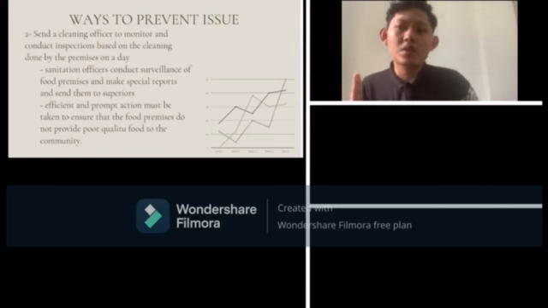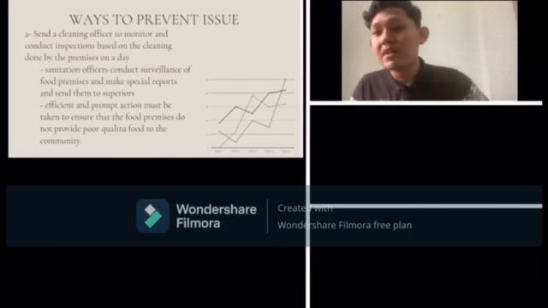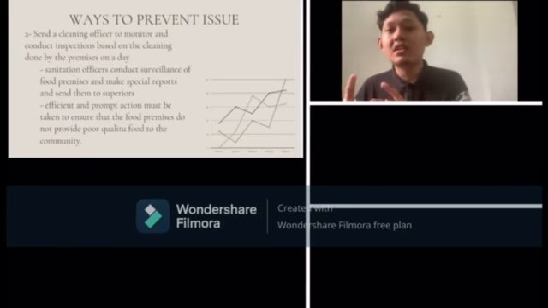If the food premise does not comply with the proper criteria, efficient and prompt action must be taken to ensure that the food premise does not provide poor quality food to the community.